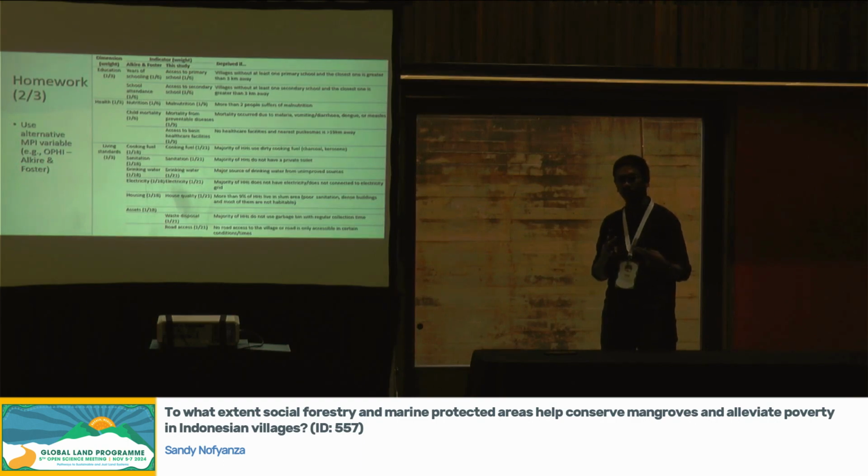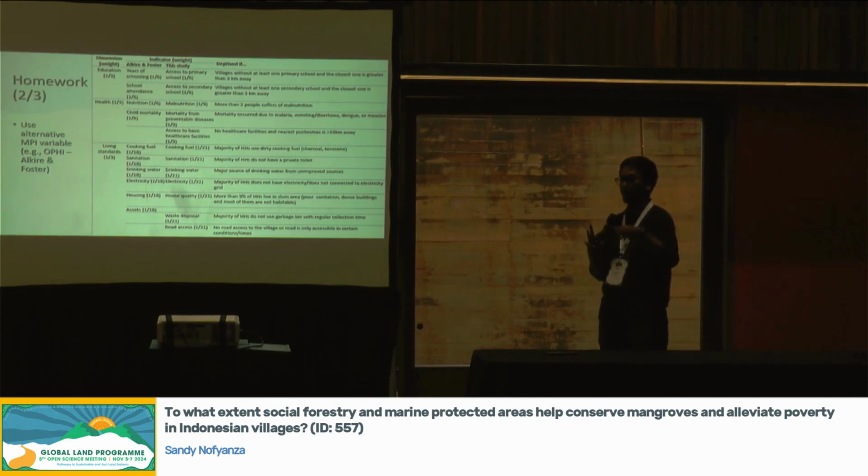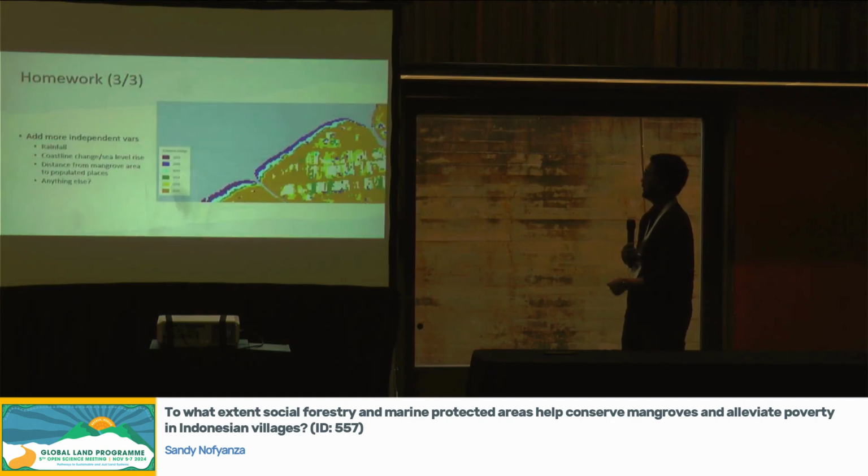Now I will also use different MPI indicators just to check the robustness of my results. This one is based on the work of Alkire and Foster. Yeah, this is still ongoing, but there are 3 dimensions: education, health, and living standards. Now I will also try to incorporate more independent variables like rainfall, coastline change, and distance from mangrove to populated place. And if you guys have any suggestion, please do let me know.